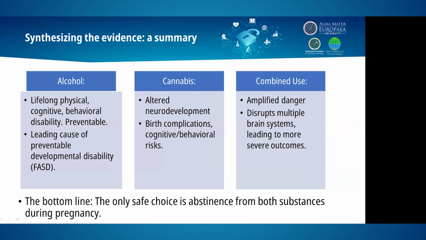So to synthesize our findings, the evidence for alcohol's harm is unquestionable. For cannabis, the evidence is mounting and undeniable. It possesses a significant and independent risk. And the emerging research on combined use is alarming, suggesting an amplified danger to the developing fetal brain.